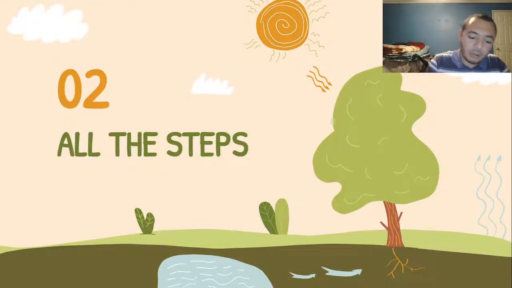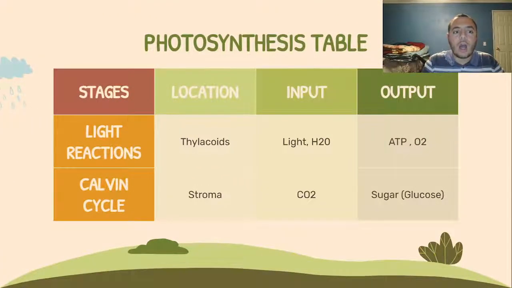All right, so the steps of photosynthesis. You've got the light reaction and the Calvin cycle. The light reaction occurs in the thylakoid region of the chloroplast in plant cells. The thylakoid region is in the front, right? So that's the portion of the chloroplast that absorbs all the light from the sun, right? So that's why you've got an input of light.